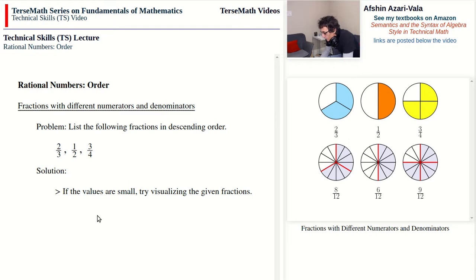Now that all of the fractions have the same denominators, one piece from any one of them has the same size as one piece from any other one, and therefore the one with the maximum number of pieces is the largest. That would be 9/12, and then followed by 8/12, and then followed by 6/12.